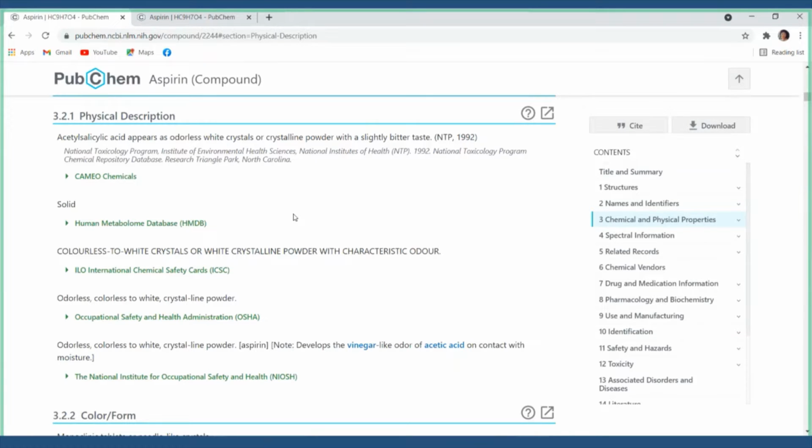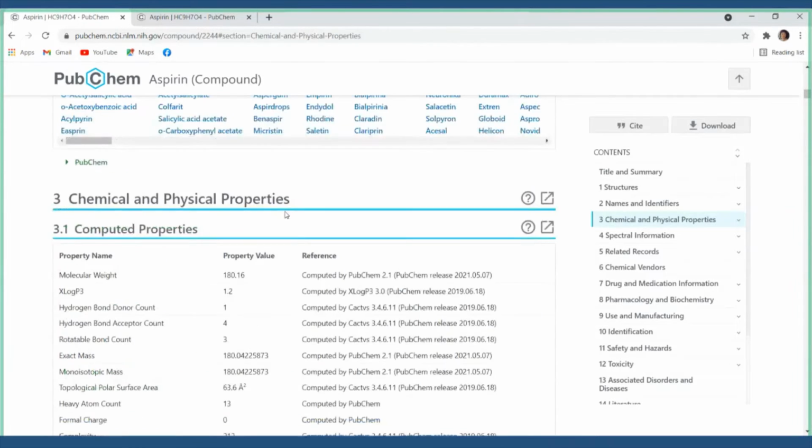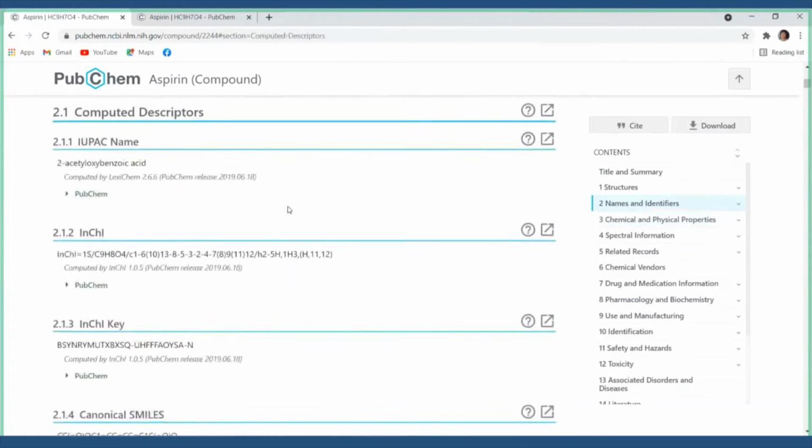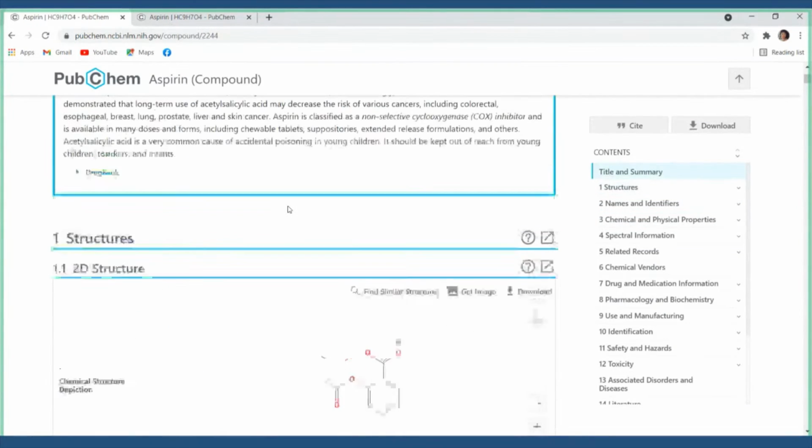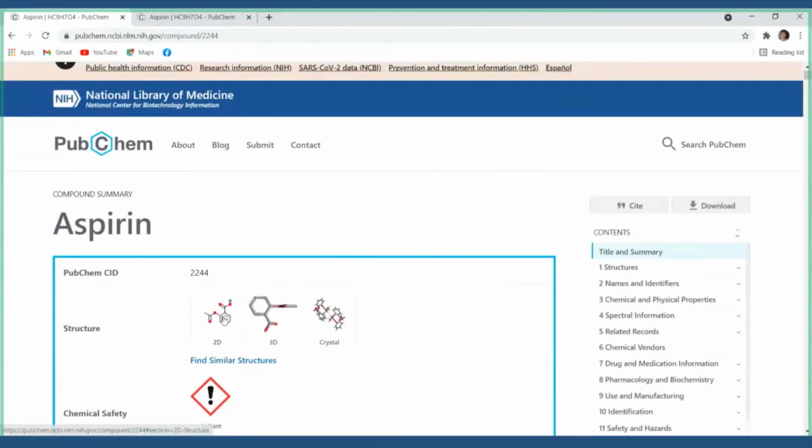That's one. The second thing in drug design: if you want to test whether aspirin is going to cure a disease, for example SARS-CoV-2, for you to work with artificial intelligence software you need the structure of aspirin. And how do you get the structure of aspirin? You can come here and download this structure that I showed.